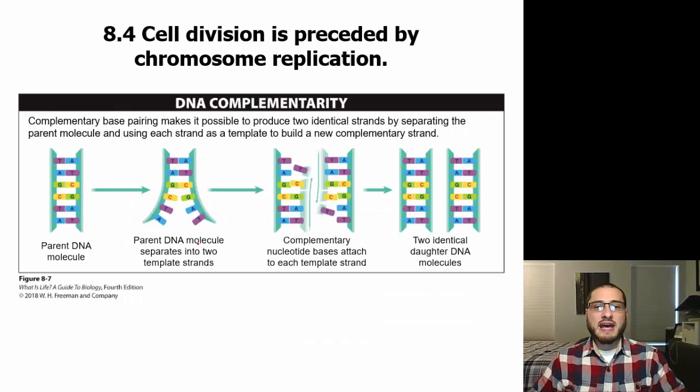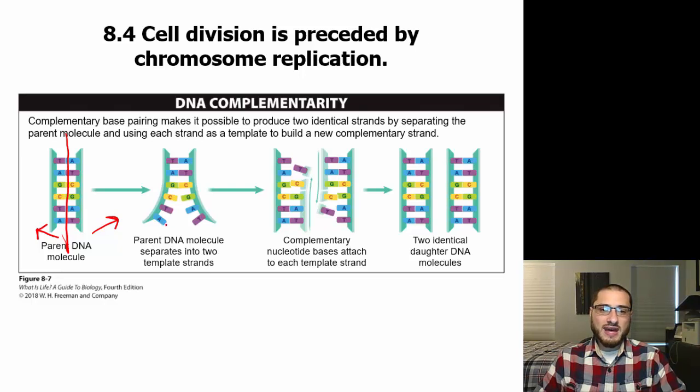When you look at the DNA, you have these complementary base pairings, which makes it possible to produce 2 identical strands by separating the parent molecule and using each strand as a template to build new ones. So we have this DNA molecule right here, and if we split it in half, I can use this one to make a new one and this one to make a new one, because these are made up of these nucleotides.